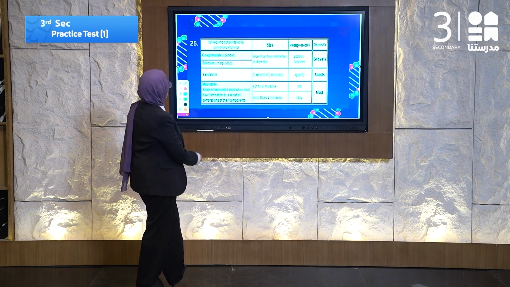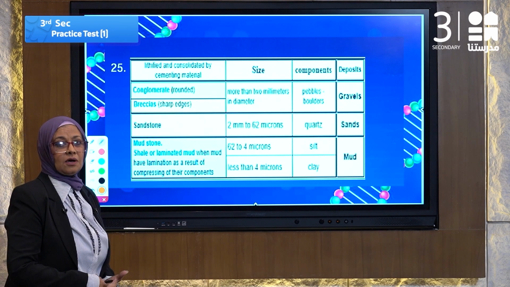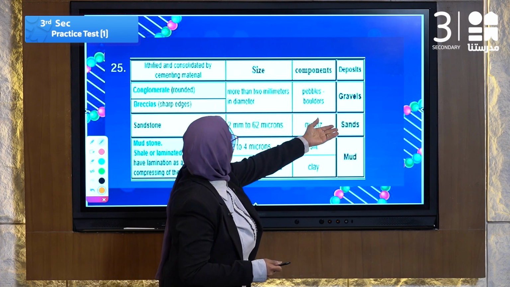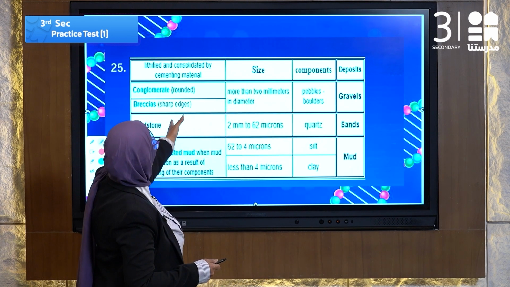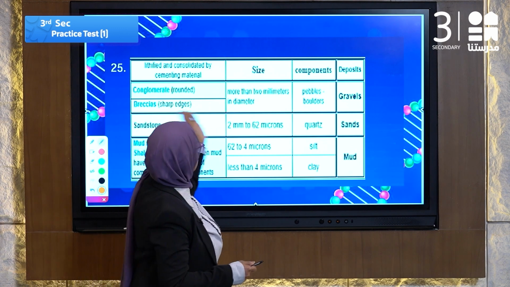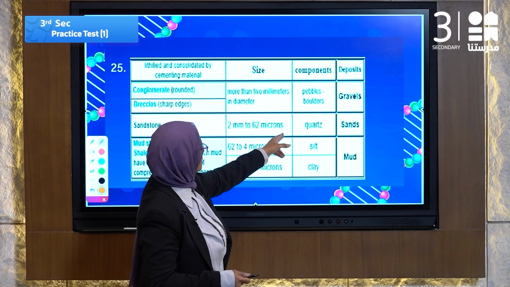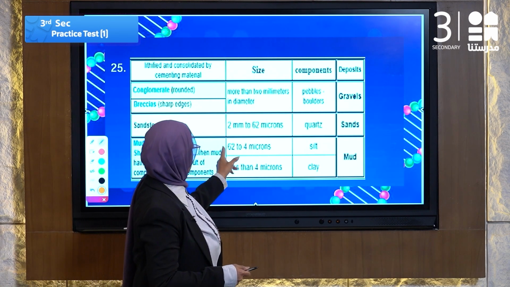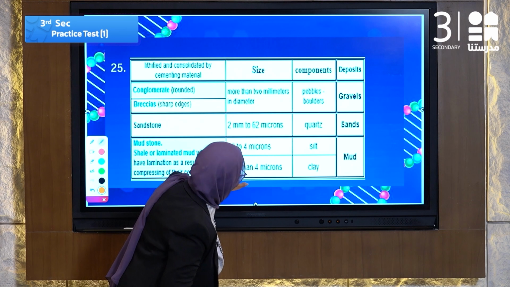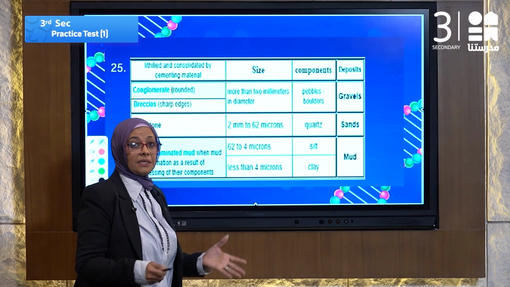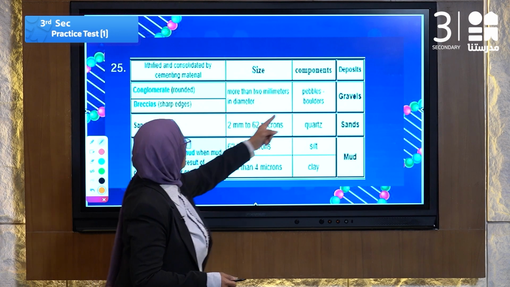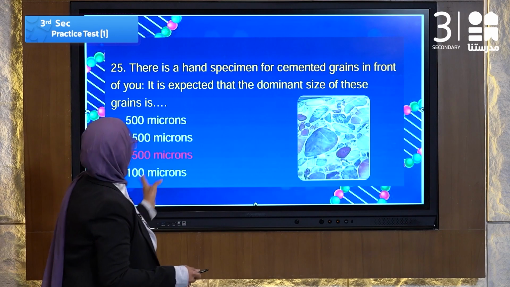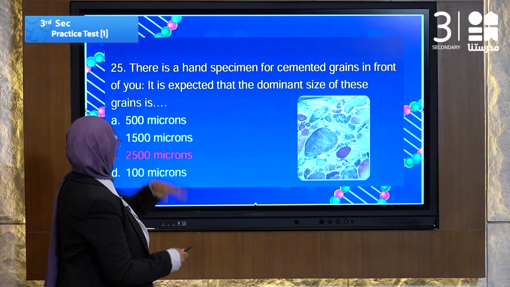Here we have a table. That's the size of these particles. Conglomerate, that's gravel. Which size is very big? Sandstone, 2 millimeters to 62 microns. Quartz, that means sand. Mudstone, 62 to 4 microns, less than 4 microns. No, they are big. So it will be gravel, conglomerate. Yes. The answer will be 2,500 microns.